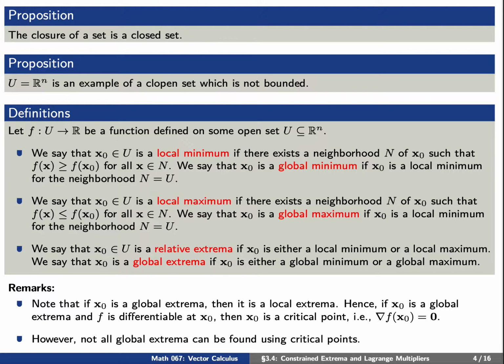Finally, we say that x0 is a relative extremum if x0 is either a local minimum or a local maximum. We'll say that x0 is a global extremum if x0 is either a global minimum or a global maximum. Here are a couple of remarks. Notice that if x0 is a global extremum, then it is a local extremum. Hence, if x0 is a global extremum and f is differentiable, then we expect x0 to be a critical point. That is, the gradient of f at x0 has to be 0. However, not all global extrema can be found using critical points. We saw an example of this in the last lesson.